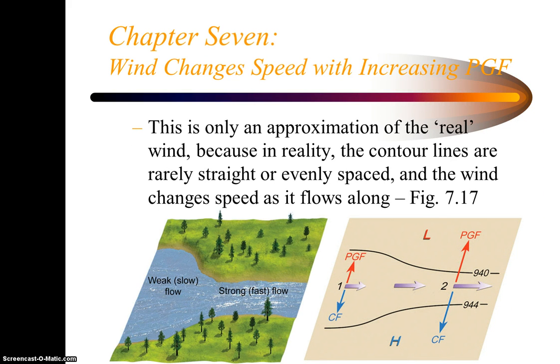Now, this is only an approximation of the real wind because in reality the contour lines are rarely straight or evenly spaced like the previous slide's example, and the wind changes speeds as it flows along. Obviously, if the air is made to be more constricted, just like a narrower riverbed, so to speak, then the wind is going to blow faster. The pressure gradient force increases, the Coriolis force increases, and the pressure gradient and the resulting wind speed increases if the channel is narrower. Air is a fluid just like water, so the same dynamics essentially apply.